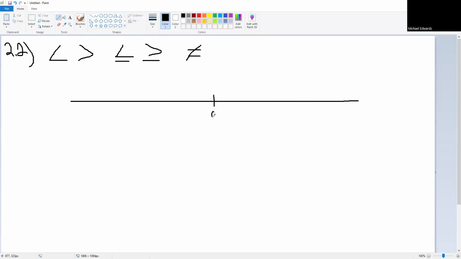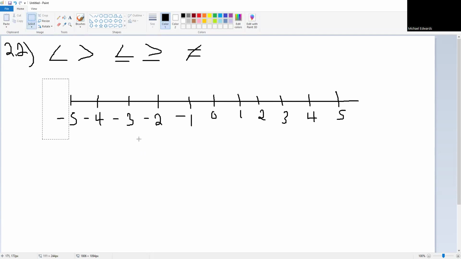If you look at this chart, we have 0, 1, 2, 3, and -1, -2, -3, -5. Okay, you know what? I'm going to make this easy on myself. I'm going to copy it. All right. So for this inequality, let's say we had something like x greater than 3.